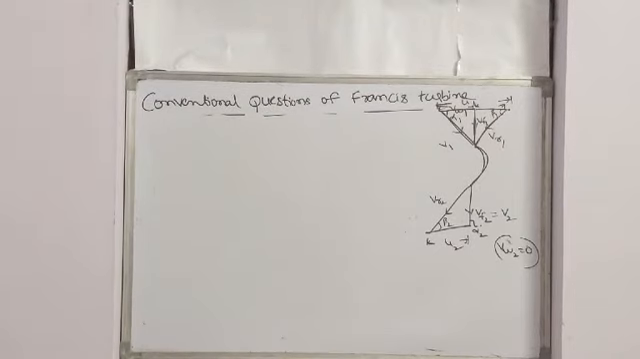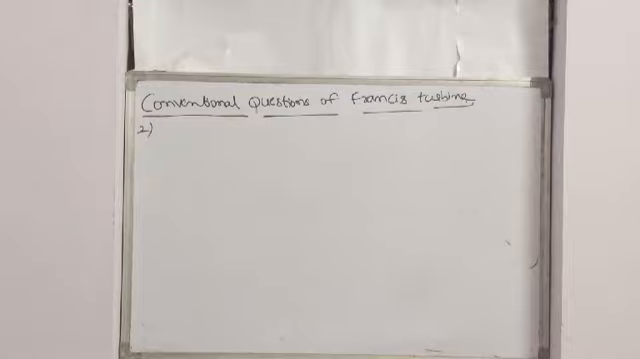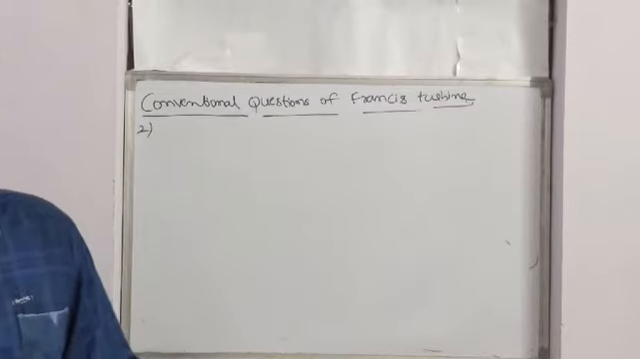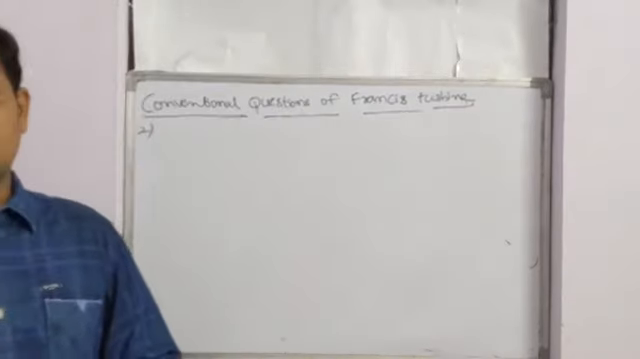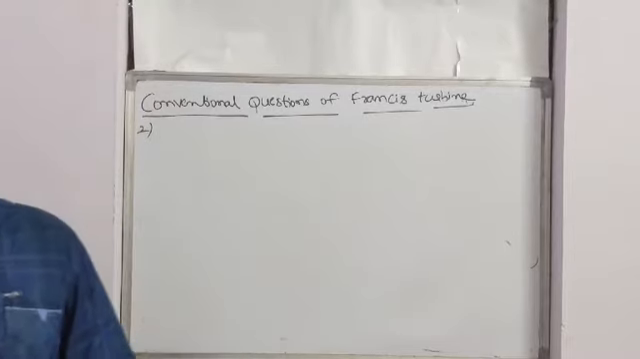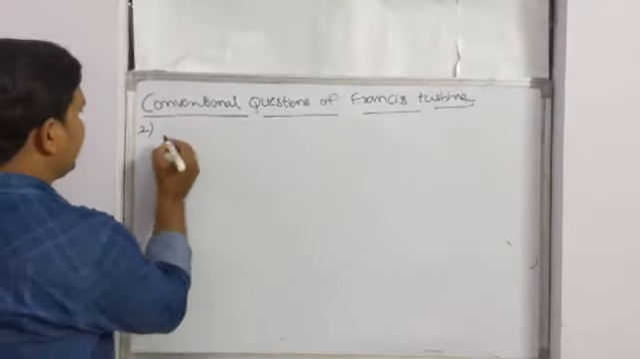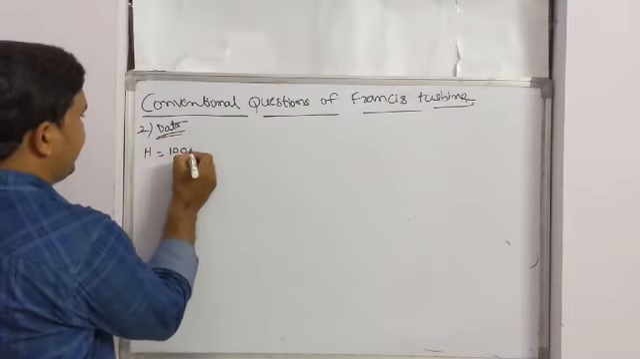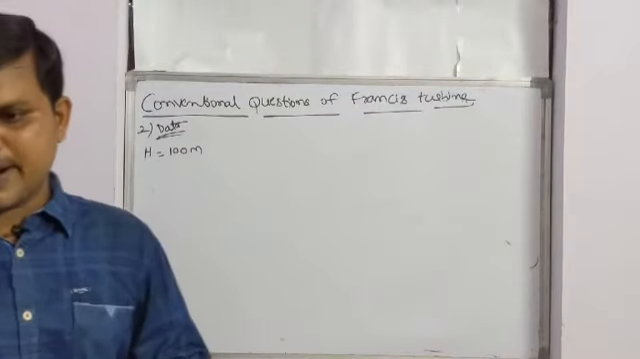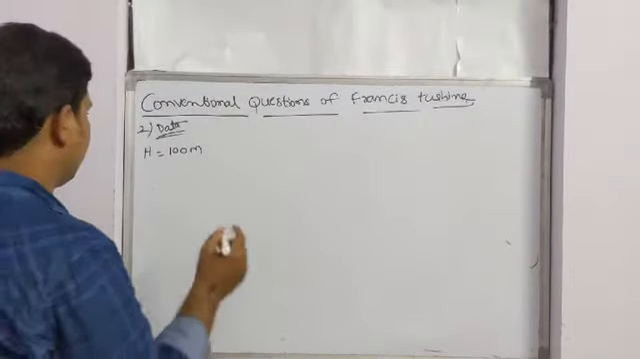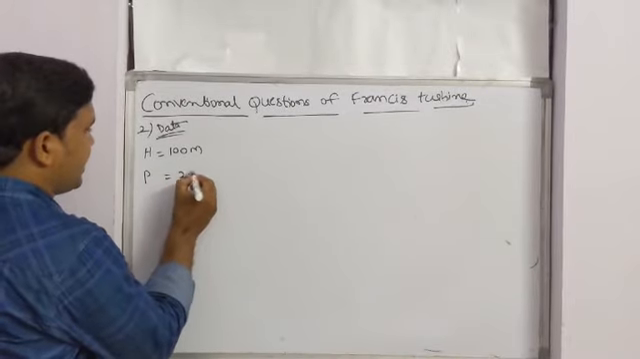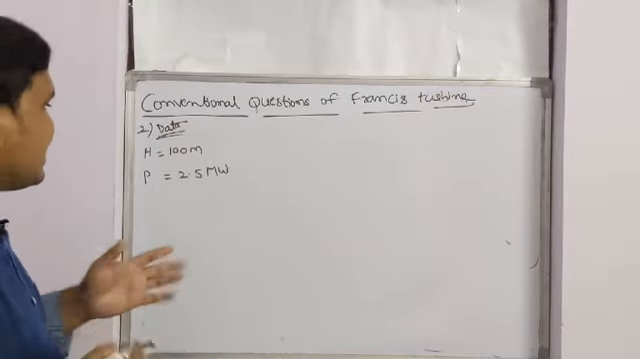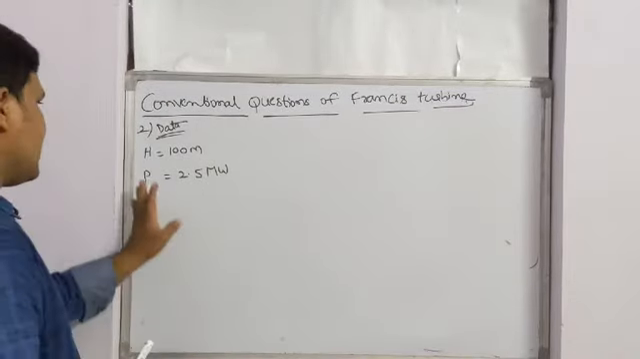Okay, for the next problem, I will read out the problem from my laptop. Estimate the main dimensions of a Francis turbine to suit the following conditions. Head is 100 meters. First note down the data. 100 meters of head is available for the turbine, and the power is 2.5 megawatt. In a reaction turbine, if nothing is mentioned about the power, treat it as shaft power.